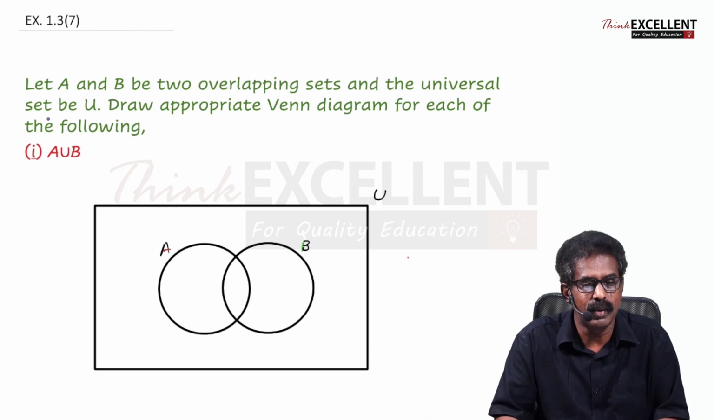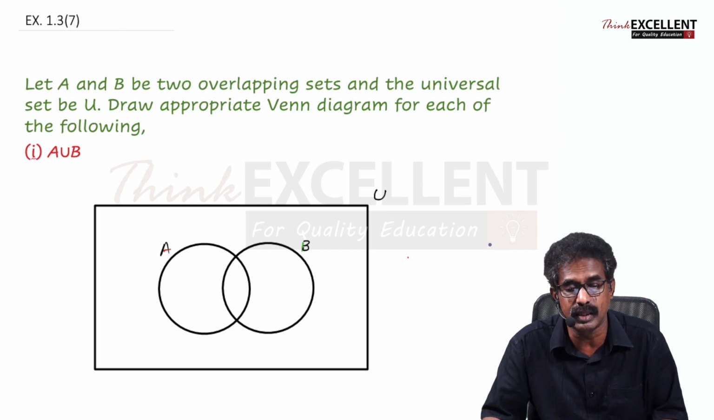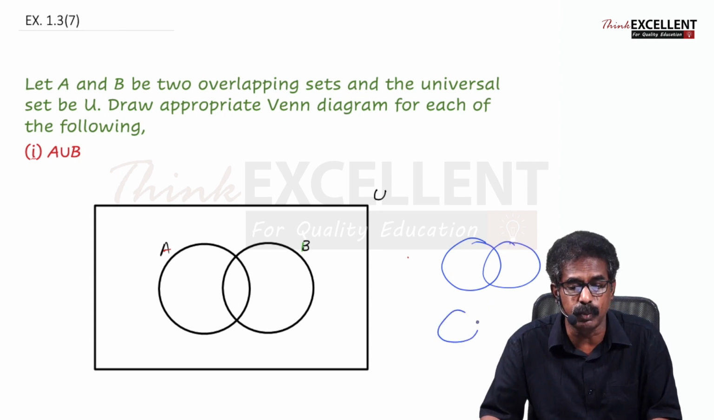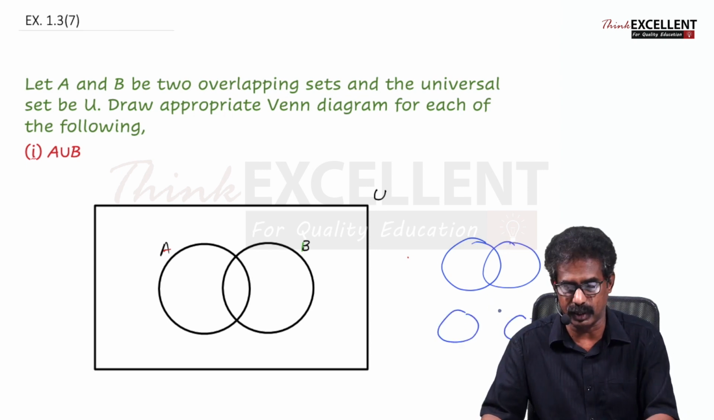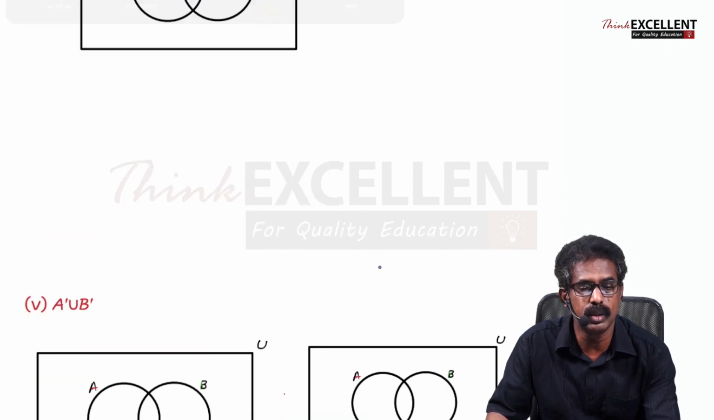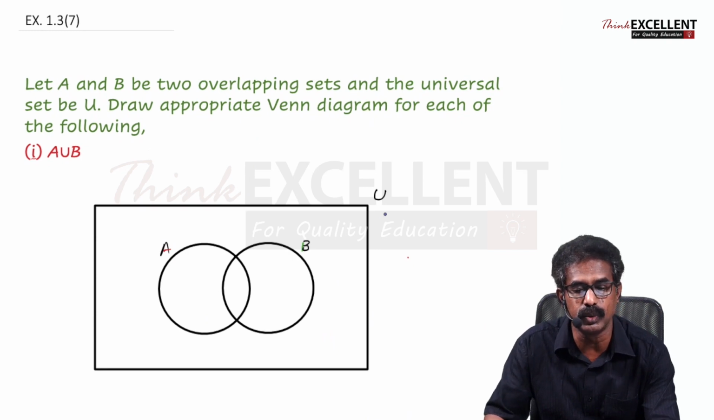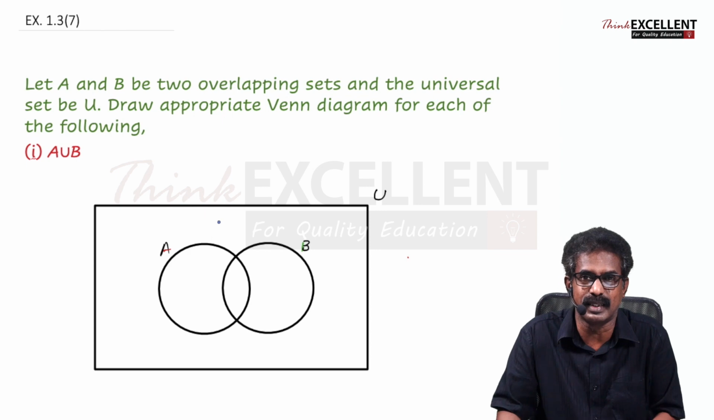Now listen, let A and B be two overlapping sets. Overlapping sets only we draw like this. Non-overlapping means disjoint, both you draw separately. Hope you understood that, okay? So here A and B are two overlapping sets, and the universal set U, the rectangle shape, right? That's the universal set. Draw appropriate Venn diagrams for each of the following. I have already drawn so that I can save time.